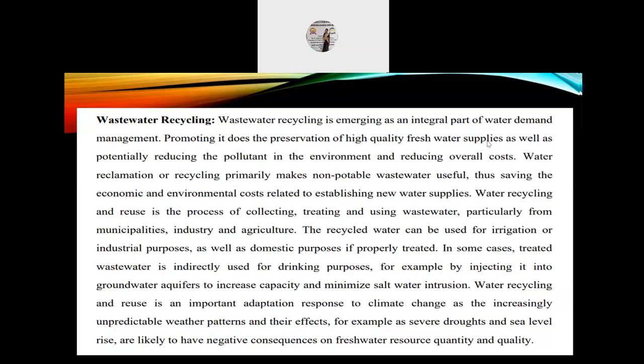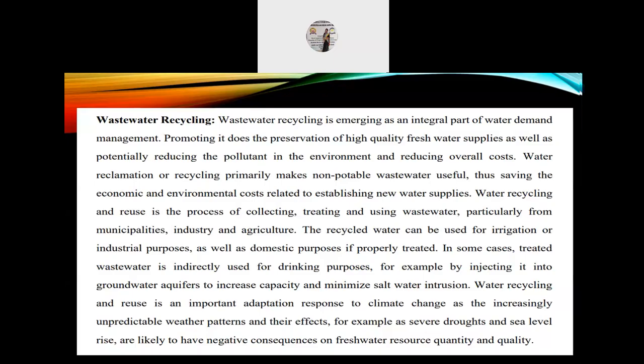Water reclamation or recycling primarily makes non-potable wastewater useful, thus saving the economic and environmental costs related to establishing new water supplies. Water recycling and reuse is the process of collecting, treating, and using wastewater, particularly from municipalities, industries, and agriculture. The recycled wastewater can be used for irrigation or industrial purposes, as well as for domestic purposes if properly treated. In some cases, treated wastewater is indirectly used for drinking purposes, for example, by injecting it into the groundwater aquifers to increase the capacity and minimize saltwater intrusion.